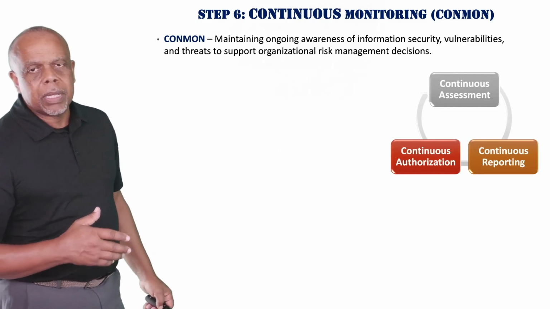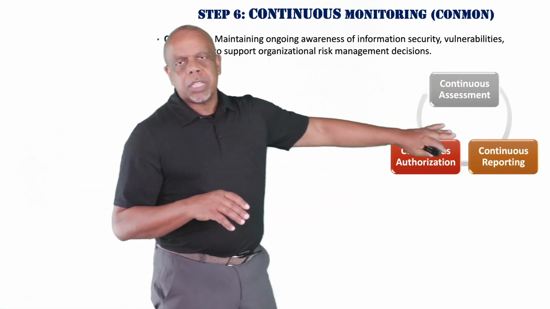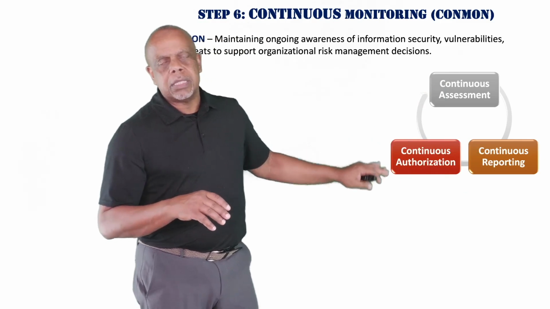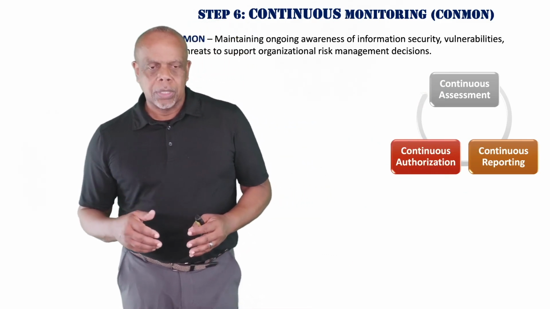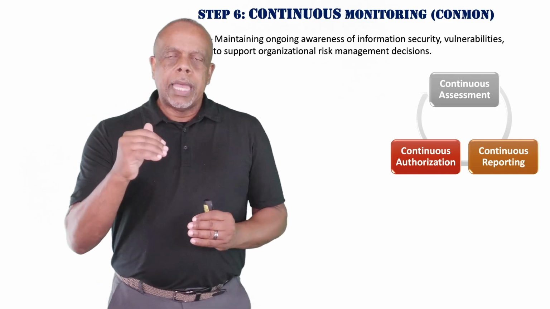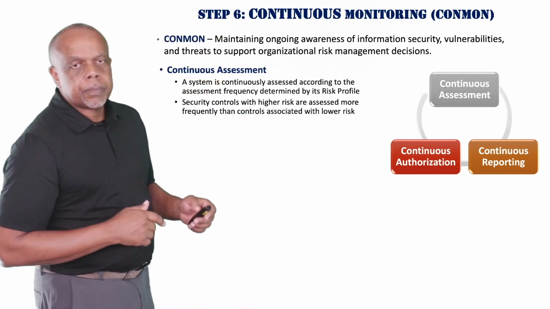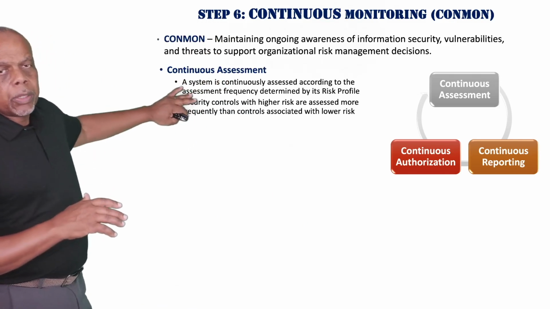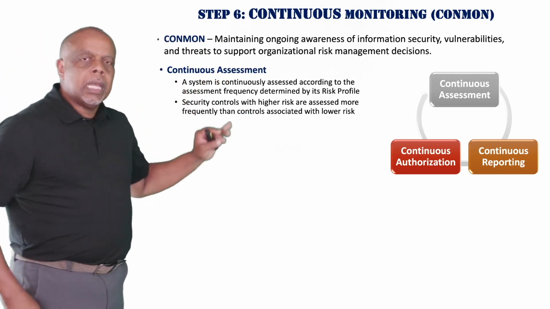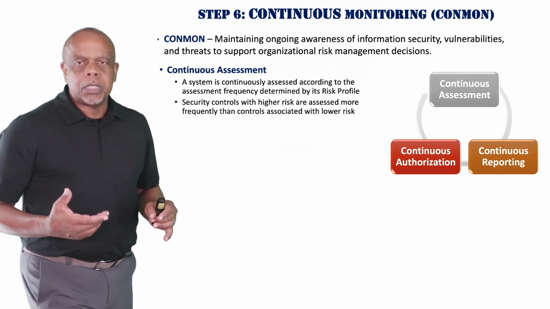So when we look at ConMon, you have continuous assessing and continuous reporting, and that maintains a continuous authorization. That way, we know that the system is being looked at on a recurring basis. So like I said, when we talk about continuous assessment, what does that mean? A system is continually assessed according to the assessment frequency, determining the risk profile.